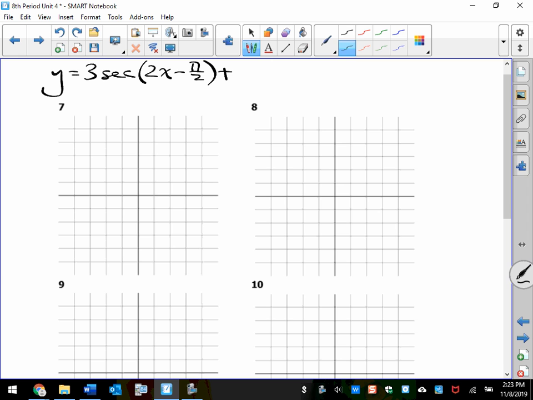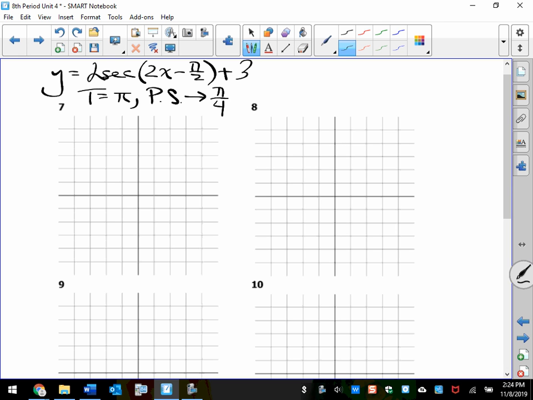Oh, I don't remember. Is it a 2 in front? I think, yeah. There we go. The period we calculated to be pi, so we'll put that here. And then the phase shift, right, pi over 4.